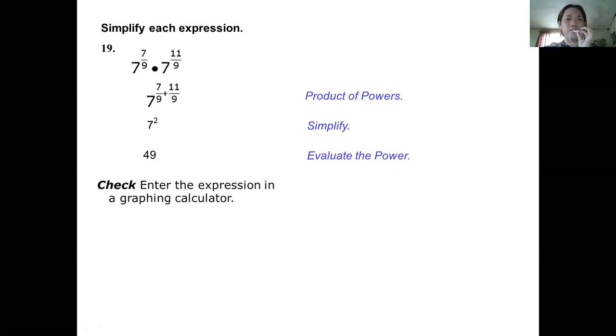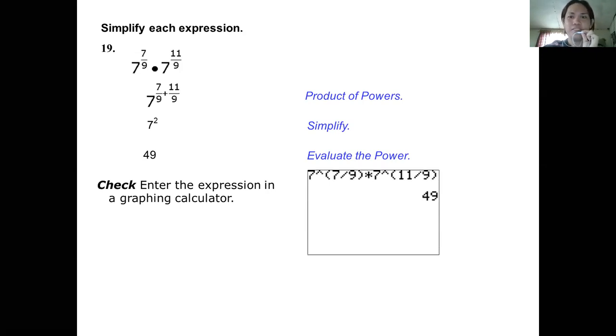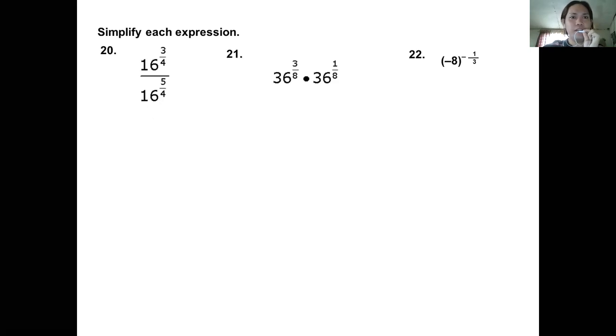So enter the expression in a graphing calculator. You try it if you have one, but if you don't, then it's fine. Better to do it manually so that you'll be able to improve your accuracy and also your speed in solving. So that's it. So in the other examples, we have this one for number 20.